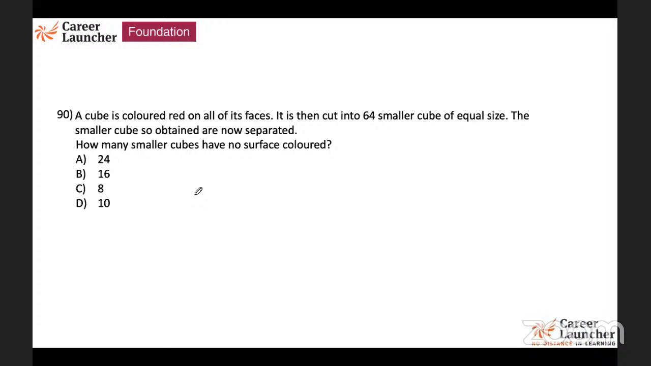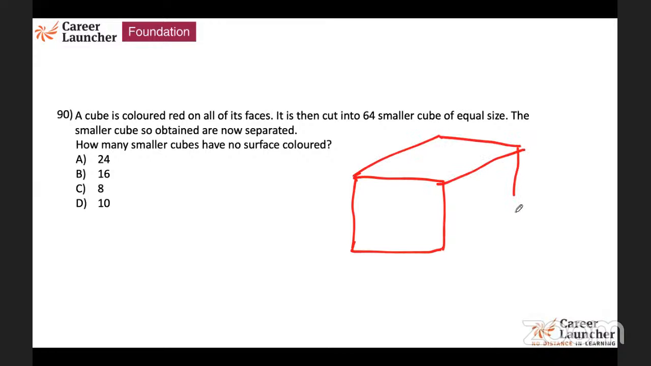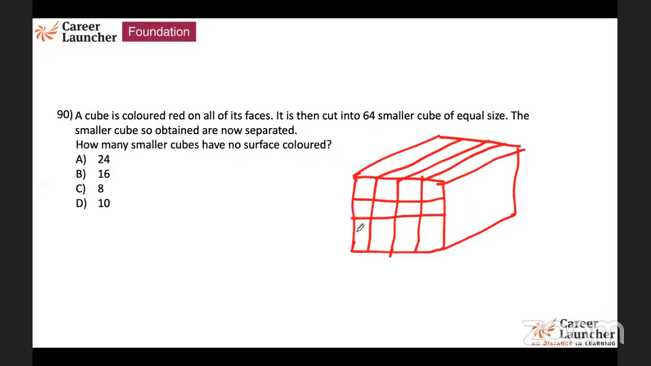This is a good question. A cube is cut into 64 smaller cubes. This is the way it is cut. 64, 1, 2, 3. I can make a nice diagram like this. 1, 2, 3. This is a nice question.